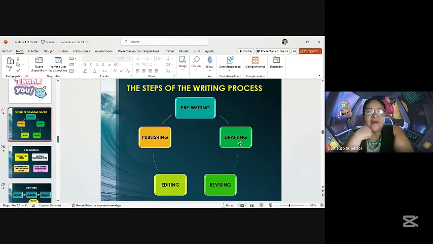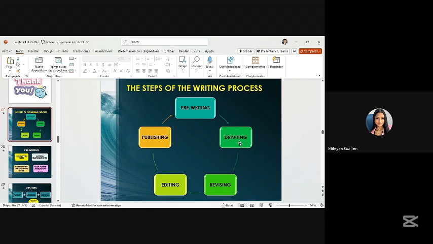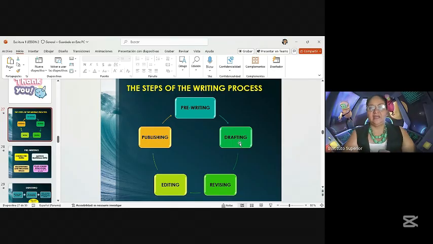Then we have revising. What do we do in the stage of revising? We must check that all the ideas are in the proper way. I mean, that we have the topic sentence, the facts, all the ideas that support our writing are connected. Okay, if we consider a sentence is irrelevant or unnecessary, we're going to delete that sentence. If we need to add more information, we're going to do it in this part.